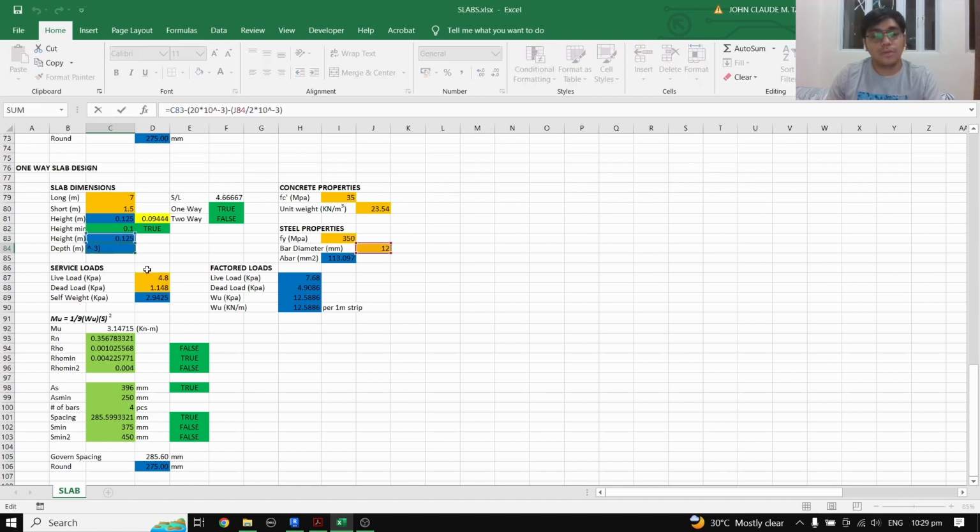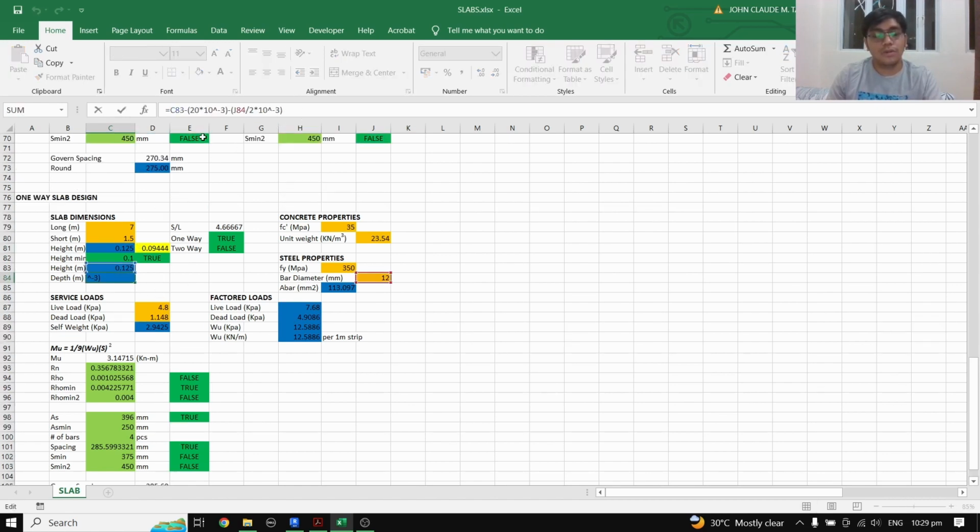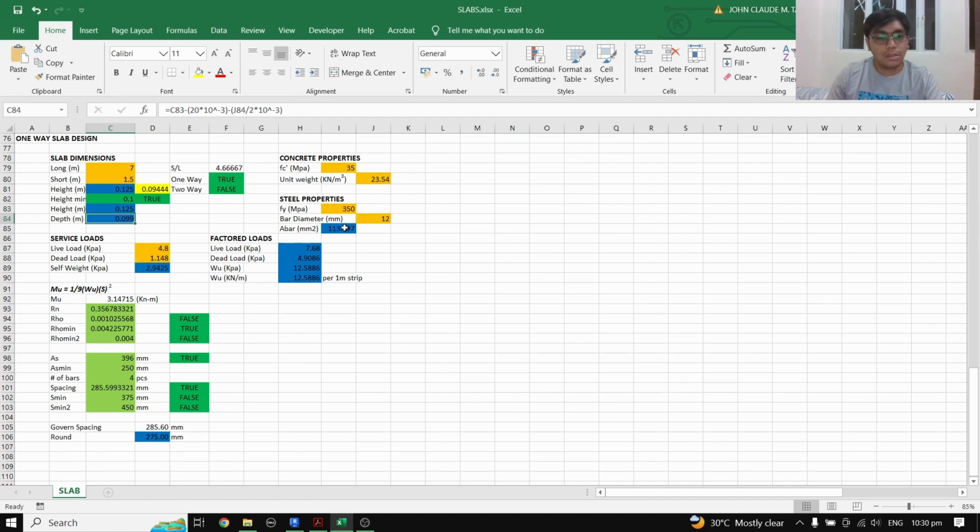The depth is automatically calculated by subtracting 20 millimeters and half of the bar diameter. Now we can input the service loads, and we can get the maximum moment using the ultimate load.